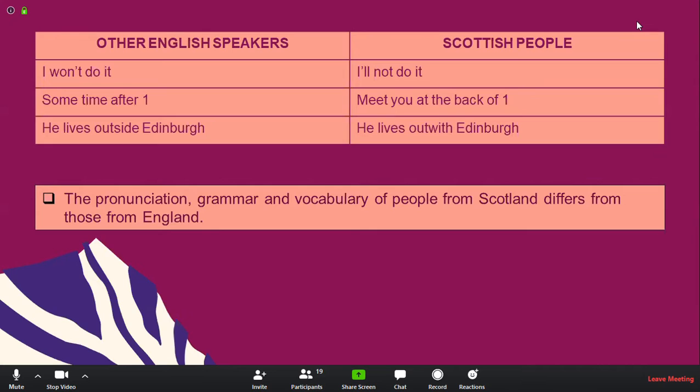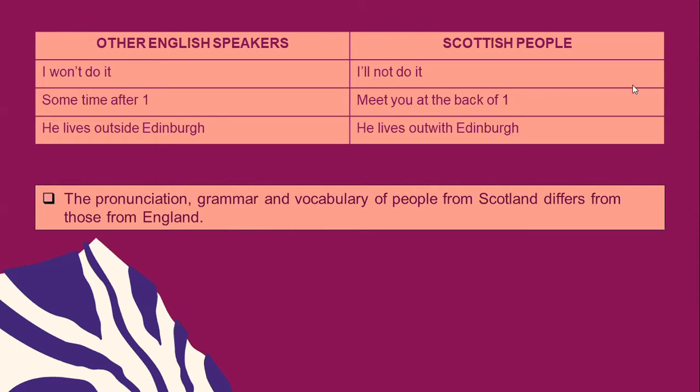Okay, so what do we call this difference? Regional variation. Yeah, regional variation. It's a dialect, right? Yes, it's a dialect. The Scottish people, when they are speaking English, have their own dialects. They are speaking English, but with a dialect. Okay, continue.